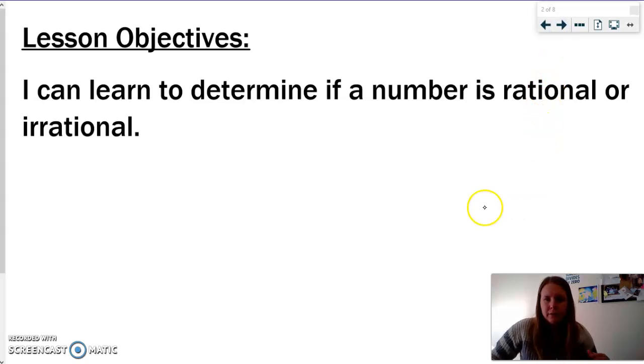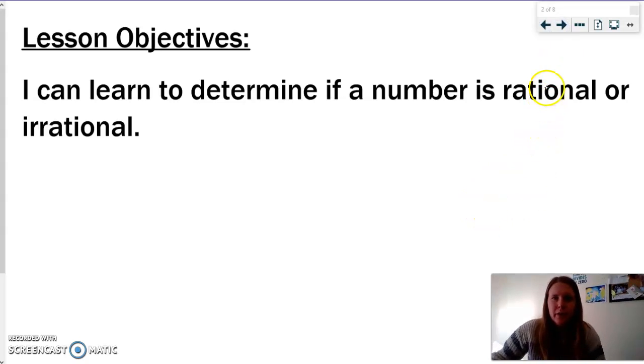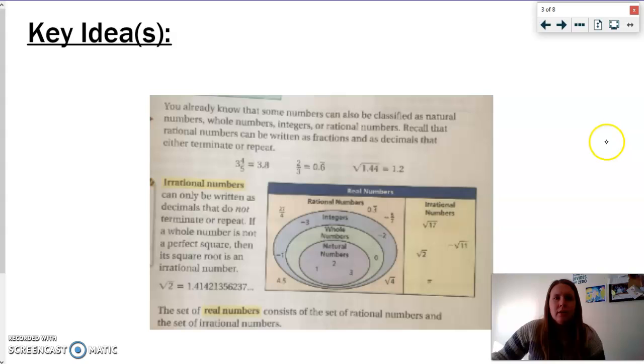So our objective today is, I can learn to determine if a number is rational or irrational. We're going to talk mainly about the big difference between rational and irrational. And then when we get into rational, there will be some more steps to help identify these numbers. So here's the big key idea.